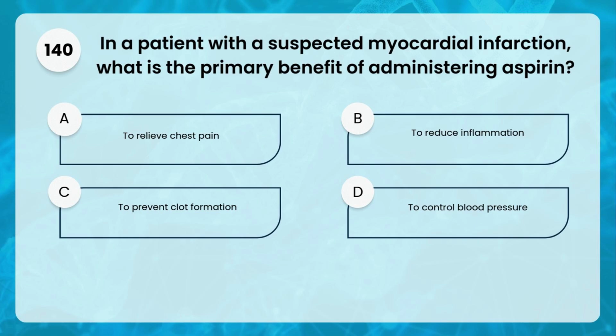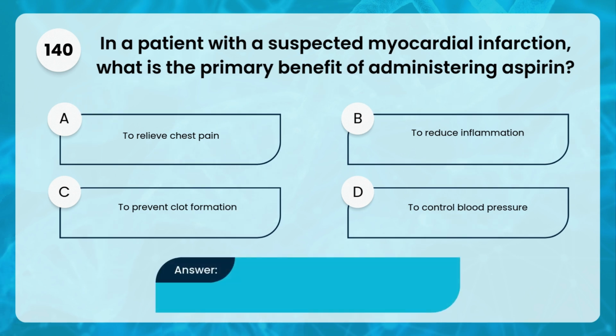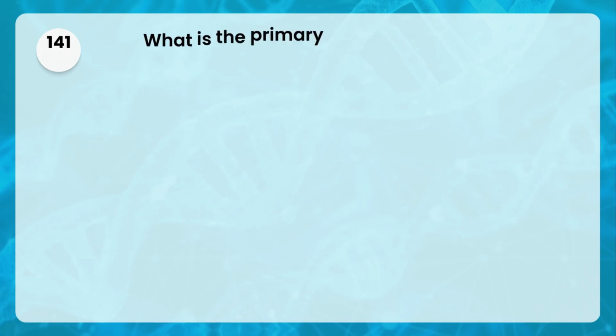140. In a patient with a suspected myocardial infarction, what is the primary benefit of administering aspirin? A. To relieve chest pain. B. To reduce inflammation. C. To prevent clot formation. D. To control blood pressure. The answer is C. To prevent clot formation.